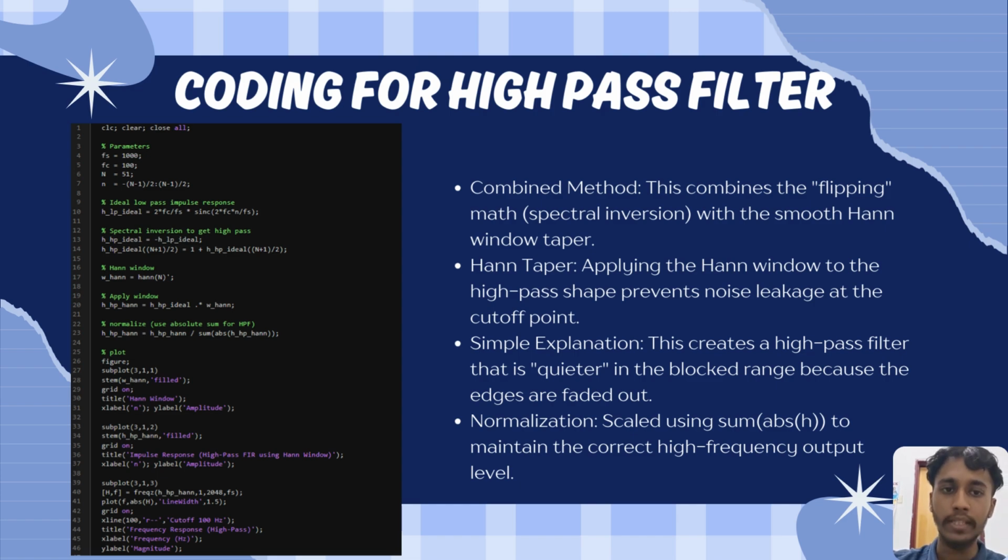The last one is normalization. So we use the abs sum command to scale the filter. Since high-pass filters have both positive and negative numbers, using the absolute sum ensures the signal stays at the right volume without any errors.